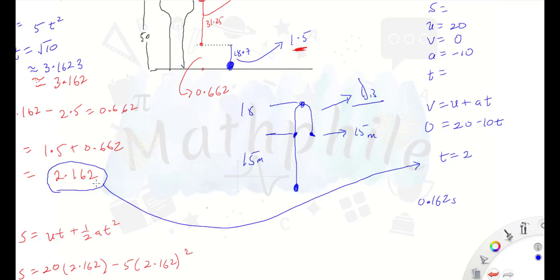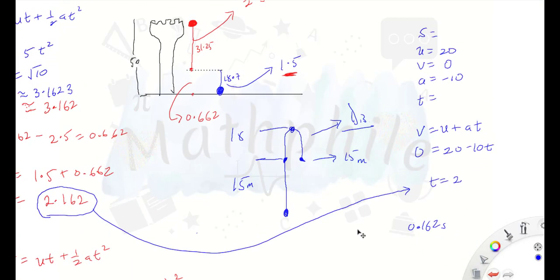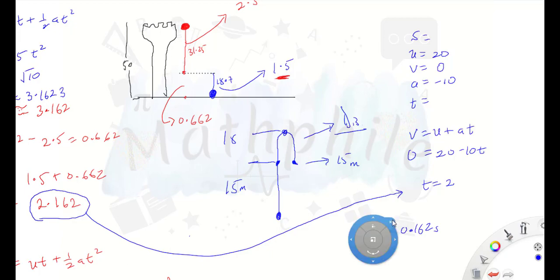So using this value, we're going to get displacement instead of distance. The particle comes down, but we are looking for the total distance traveled, not the total displacement. It means the particle is going to use 2 seconds to get to the maximum height. So let's say there's the maximum height. It's going to take the particle 2 seconds to get to this side, but the particle was in the air for 2.162 seconds before the red particle landed.